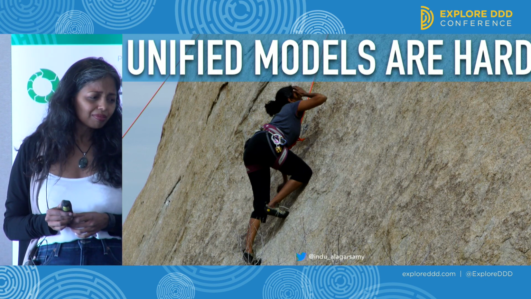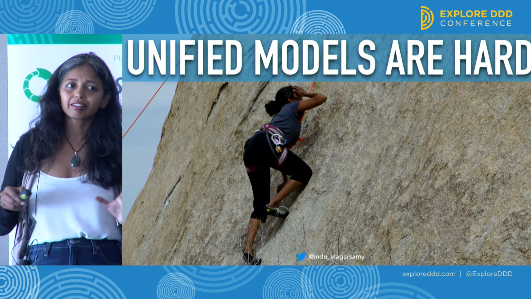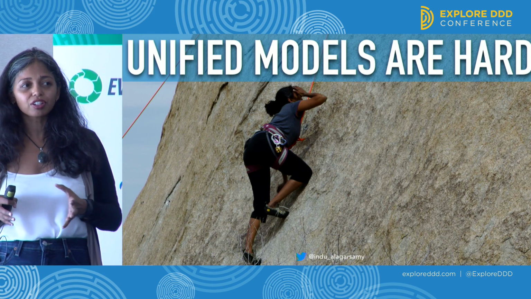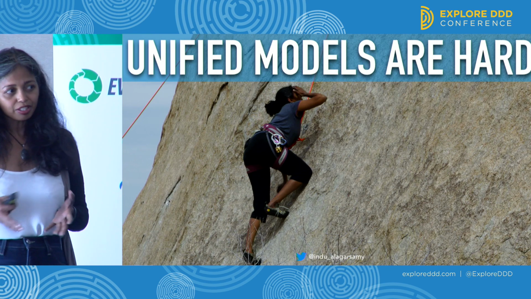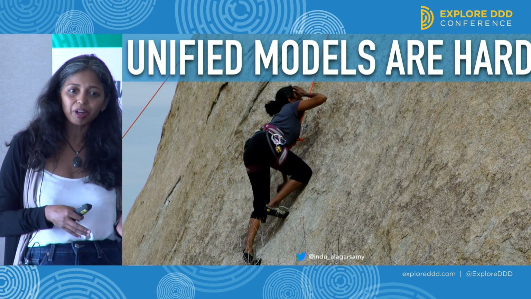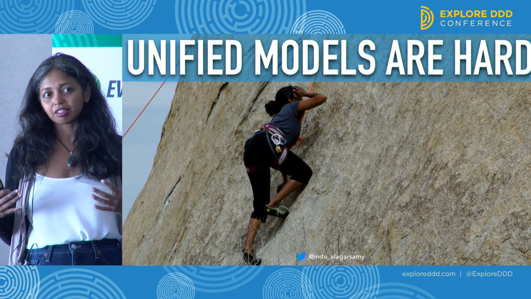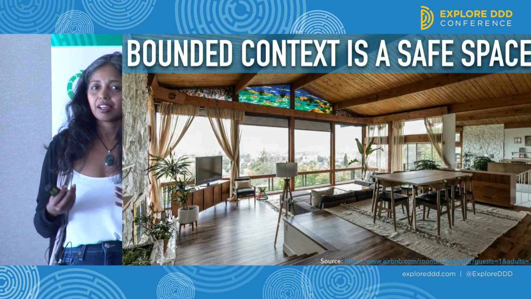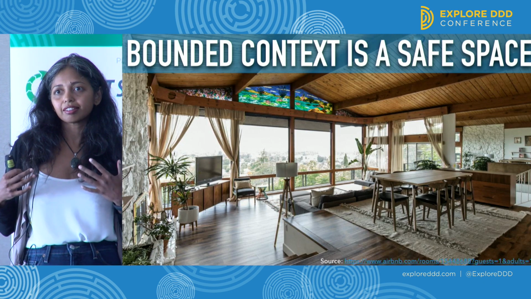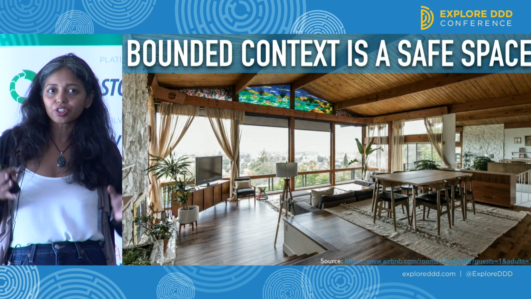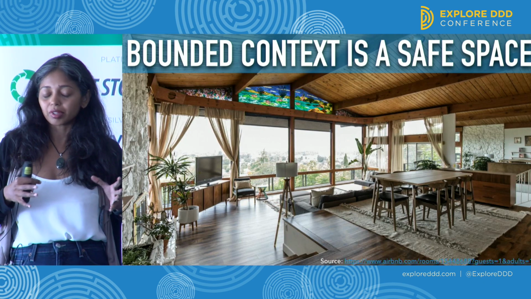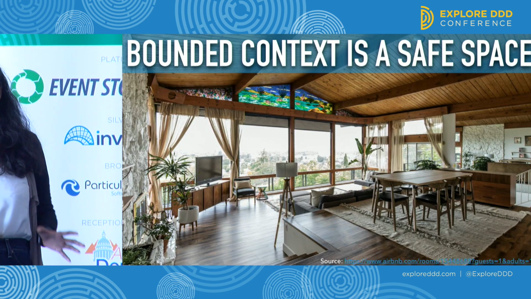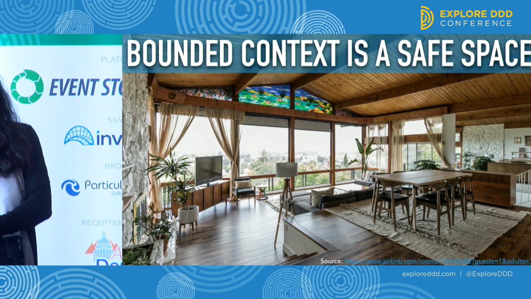So this is where domain-driven design comes in. If you read part 4 of the Blue Book, where Eric talks about strategic design, he talks about bounded context, and why, for a complex system, you cannot have a unified model. So a bounded context, in my opinion, is a safe space. In this space, you can have a model that's entirely different from the other team.